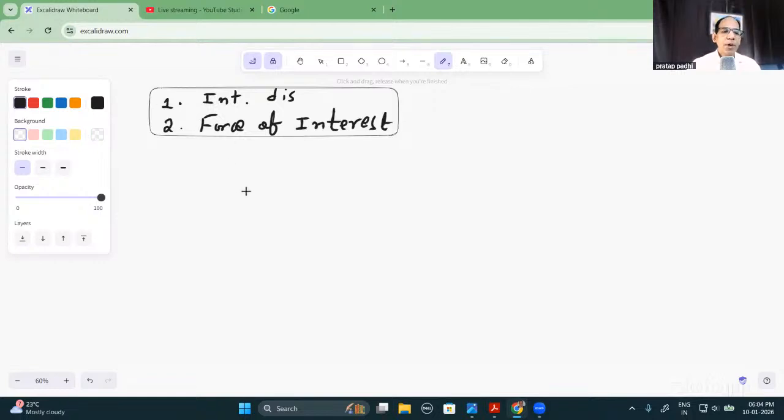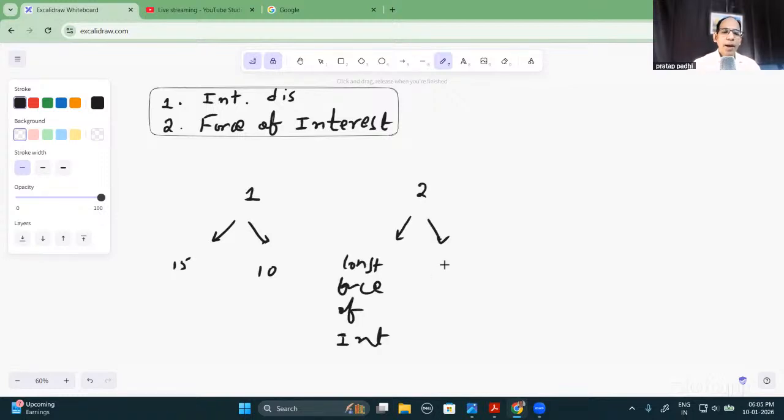Again, the first one will take 15 minutes and this will take around 10 minutes. Okay, there are two parts. In the second one also, there are two parts. This one is constant force of interest and this is the second one. I'm talking about the second one, that will be force of interest. So this will take another 10 minutes. So I plan this way, 50 minutes is all that is required. And of course, it might extend.